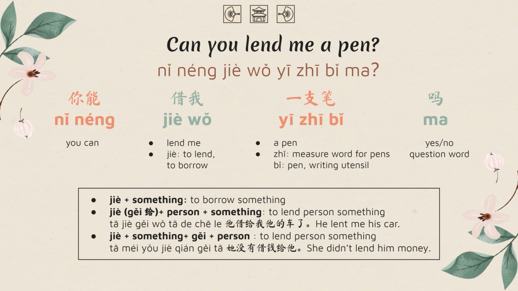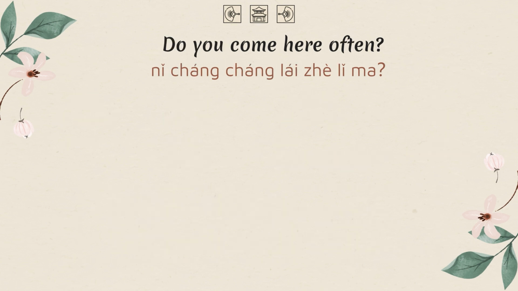How would you say, lend me your computer? 借我你的电脑。你的电脑 your computer. 电脑 means computer. Or you could say, 借给我你的电脑。Or, 借你的电脑给我。How would you say to borrow a computer? It's just simply 借电脑.